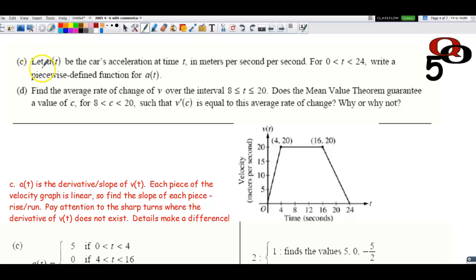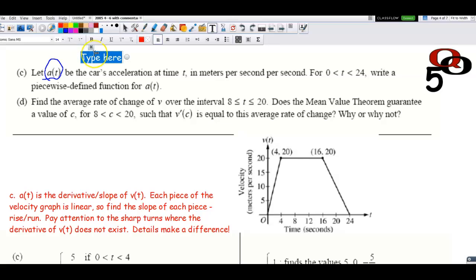All right, let's take a look at part C. In this part, we're asked to find the acceleration. We're writing the equation of acceleration, which is the derivative of velocity. So we know that acceleration is the derivative or slope of velocity.